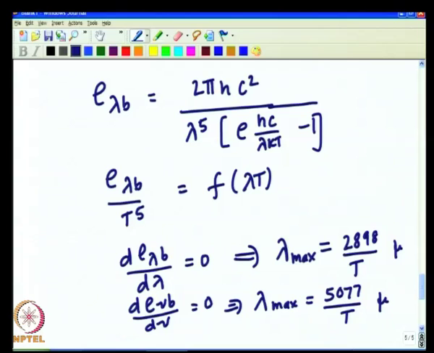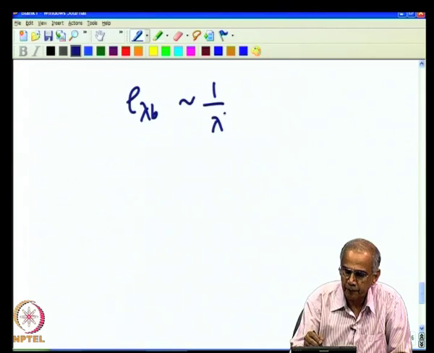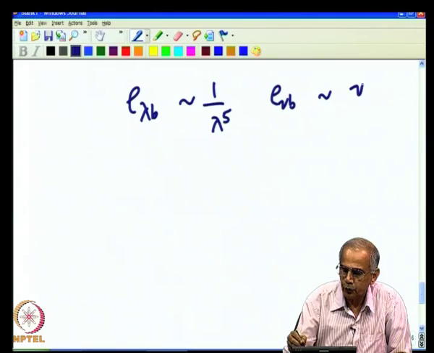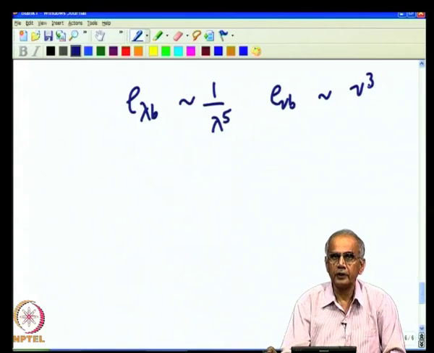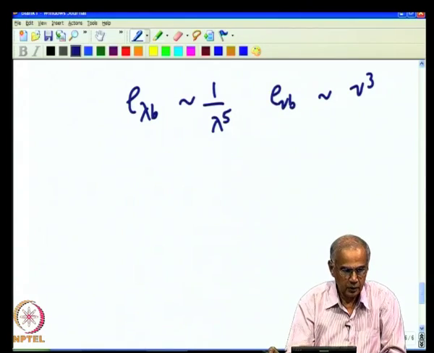This is not surprising, because you recall that the E lambda b function goes as 1 over lambda to the power of 5, while E nu b goes as nu cube. So, these are different kinds of functional dependence. So, the maxima of these two functions will not occur at the same wavelength.